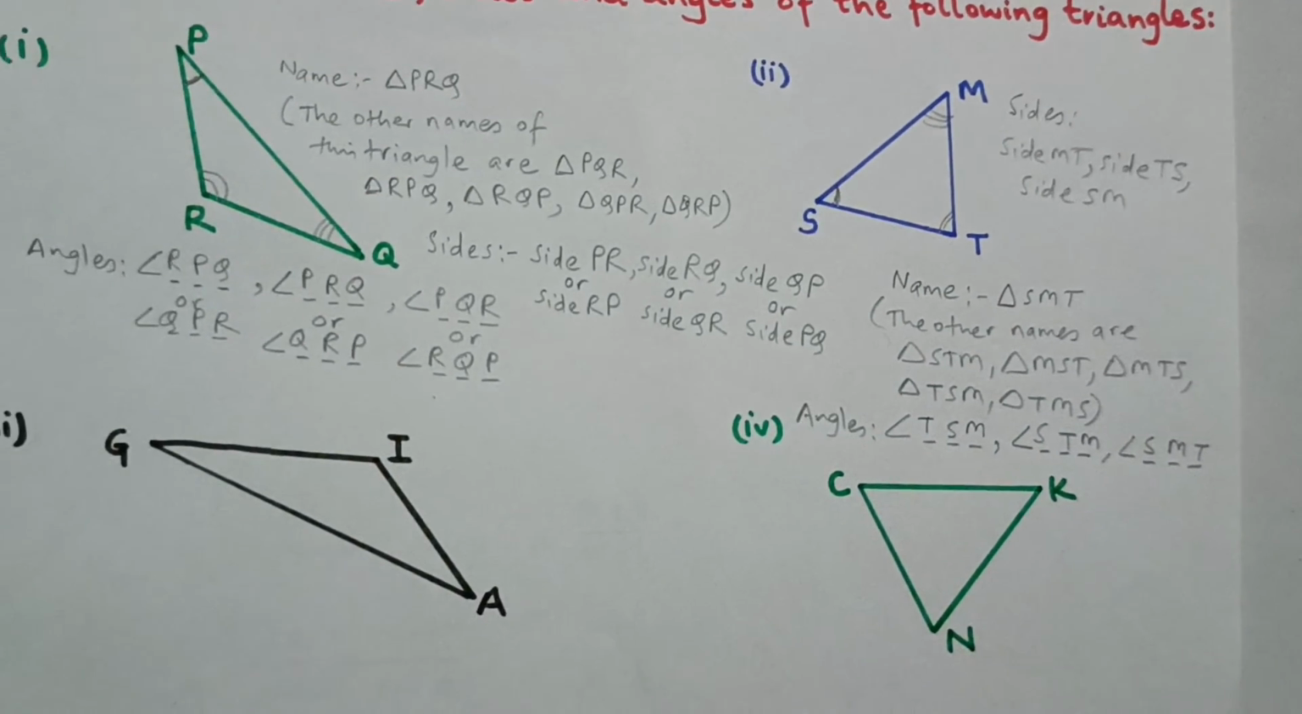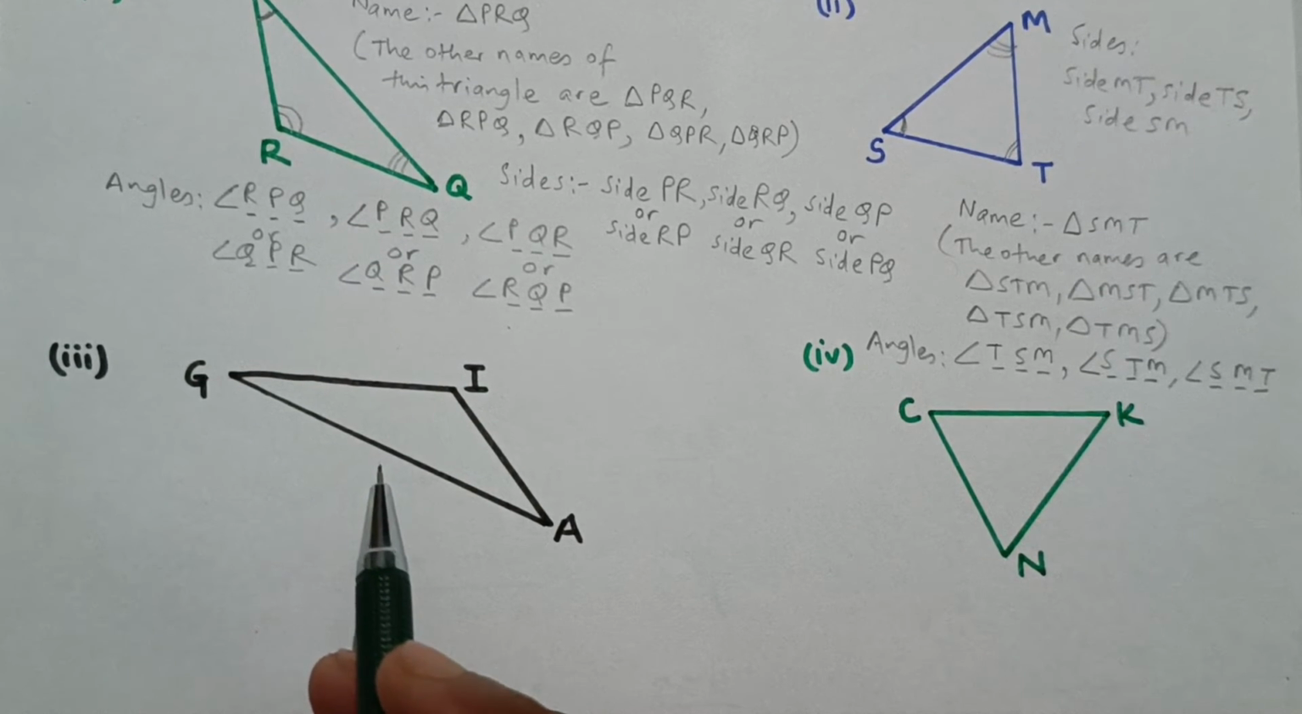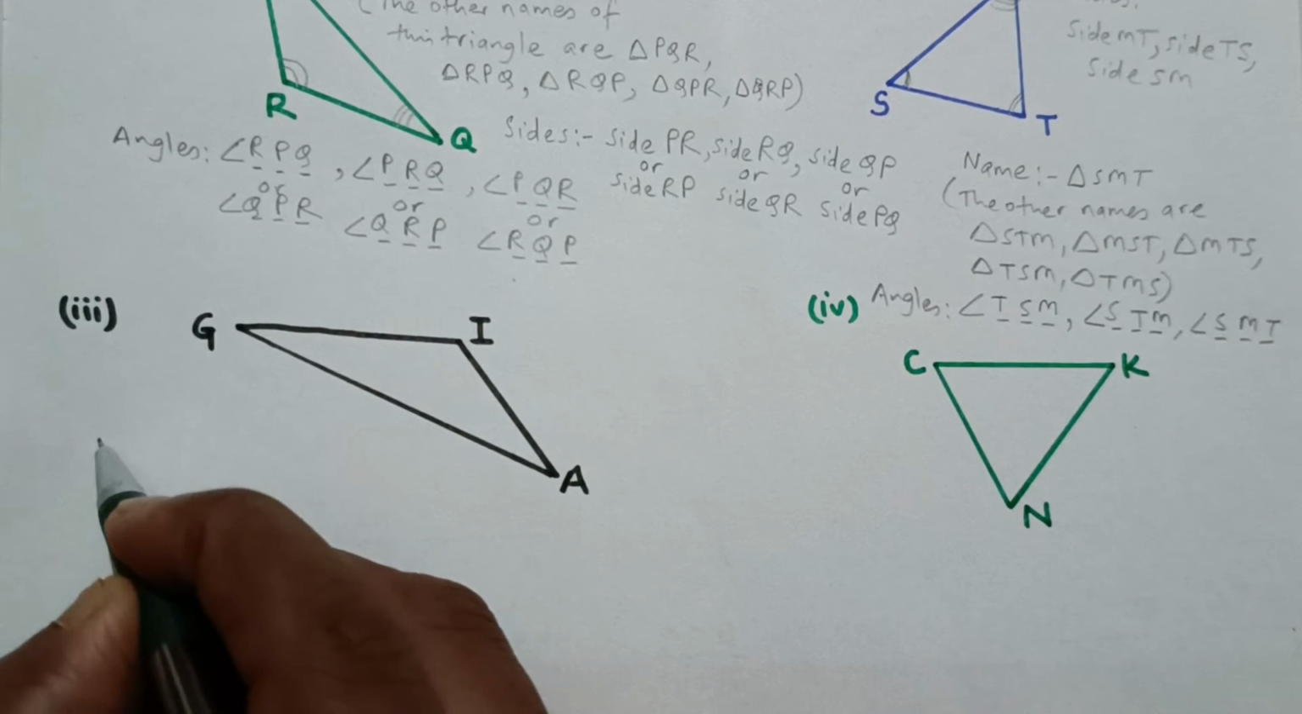Now let us go to question number 3. Here we have to write the name of this triangle, what are the three sides of this triangle, and what are the three angles of this triangle. First let us start with name.